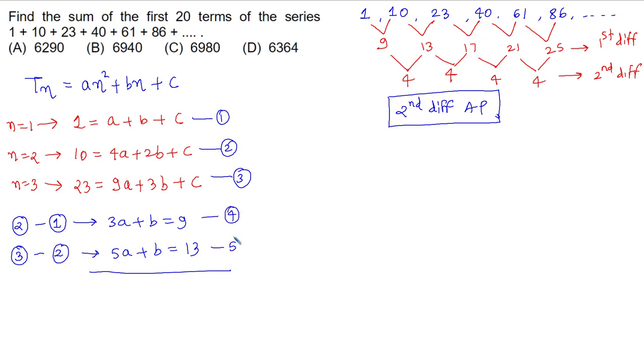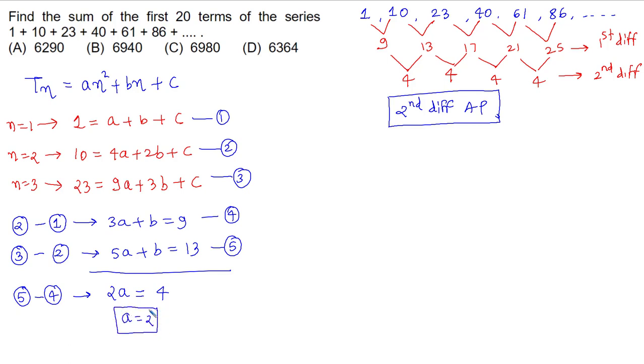Okay, now what I will do is subtract the fourth equation from the fifth equation. Equation 5 minus equation 4 gives 5a minus 3a, that is equal to 2a. b minus b will get cancelled out. 13 minus 9 is equal to how much? 4. So 2a is equal to 4, so a is equal to 2. This is the value of a we got here.